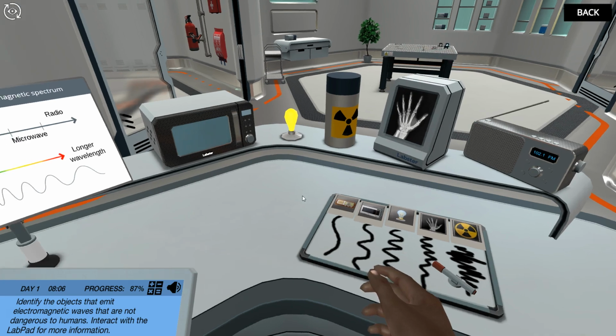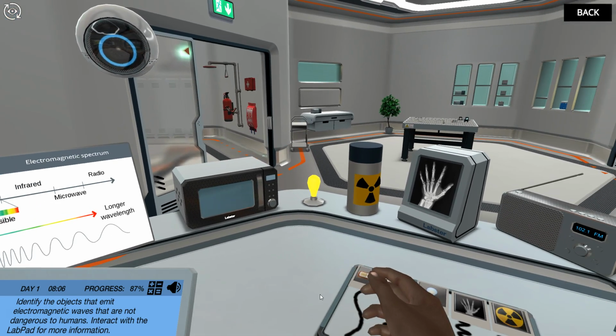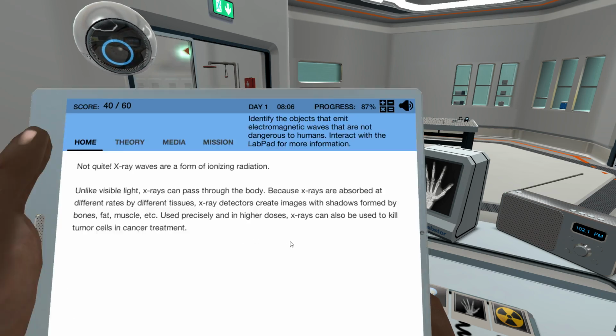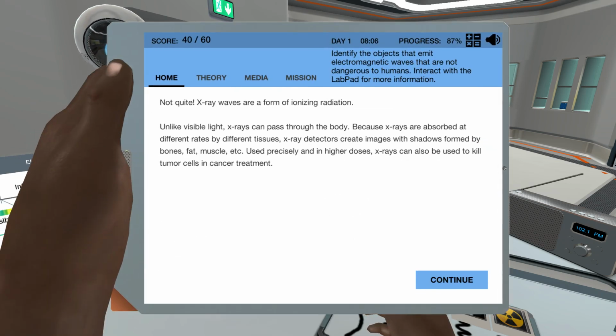Not quite. X-ray waves are a form of ionizing radiation. Unlike visible light, X-rays can pass through the body. Because X-rays are absorbed at different rates by different tissues, X-ray detectors create images with shadows formed by bones, fat, muscle, etc. Used precisely and in higher doses, X-rays can also be used to kill tumor cells in cancer treatment.